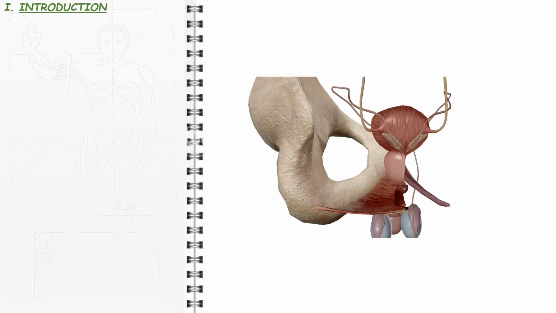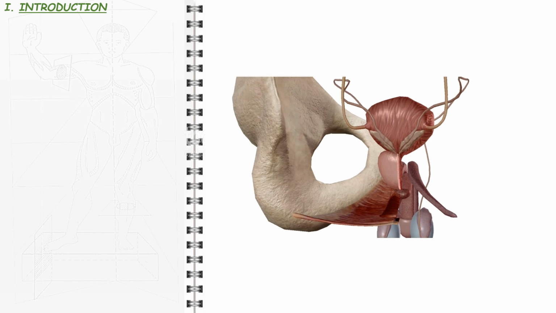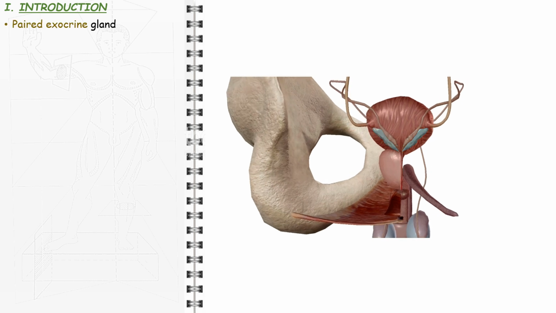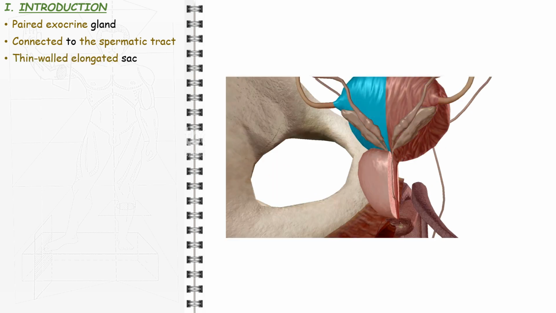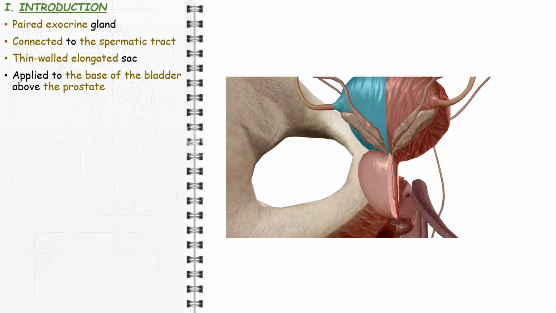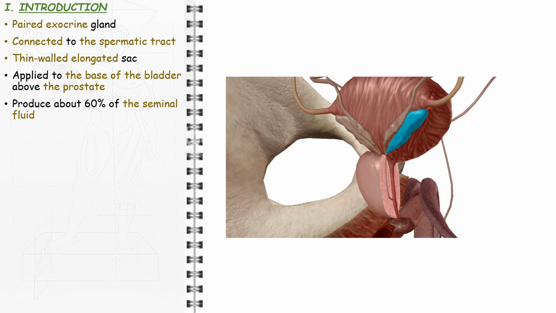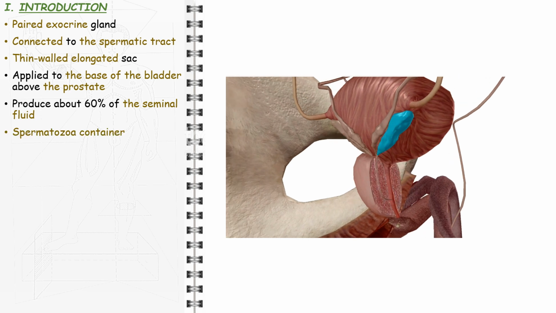The seminal vesicle or seminal gland is a paired exocrine gland connected to the spermatic tract. It is a thin-walled elongated sac applied against the base of the bladder above the prostate. It produces about 60% of the seminal fluid and acts as a spermatozoa container between ejaculations.